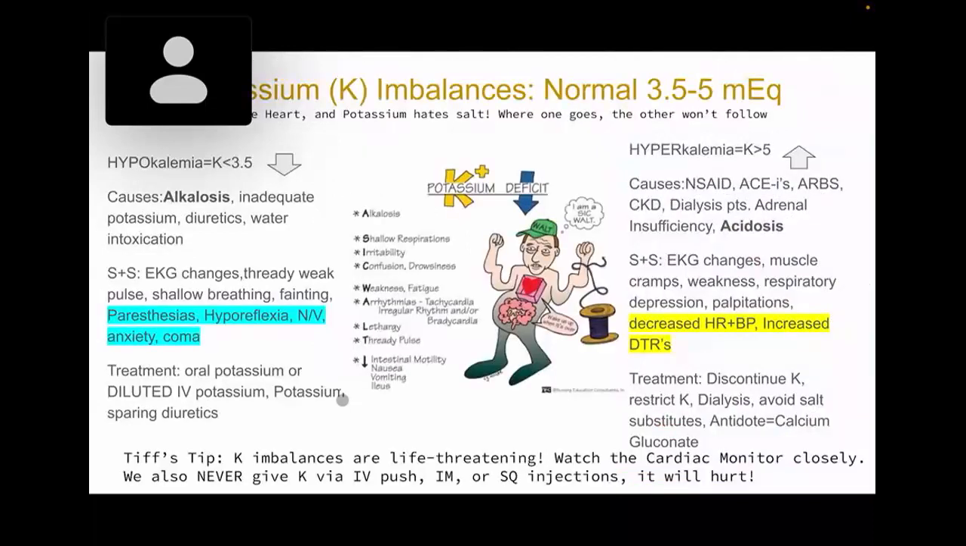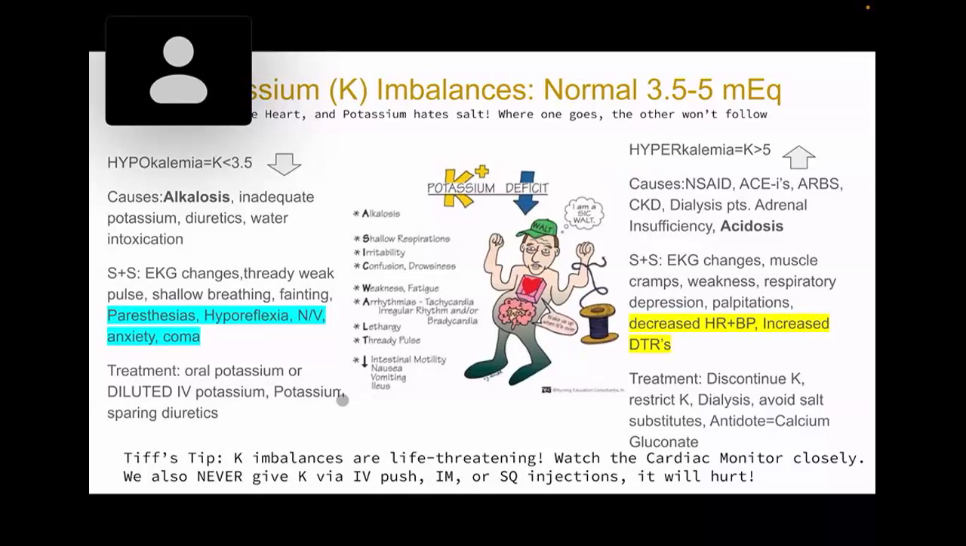Potassium, we love potassium. Why? Potassium pumps the heart. If you have any sort of issue with potassium, our heart is going to be affected. When you think hypo, think low. They're going to have hyporeflexia, nausea, vomiting, paresthesias, etc. If we have hyperkalemia, things are getting a little high. They're getting a little bit crazy. These patients are going to have increased deep tendon reflexes, and you're going to see lots and lots of EKG changes. Not fun at all.